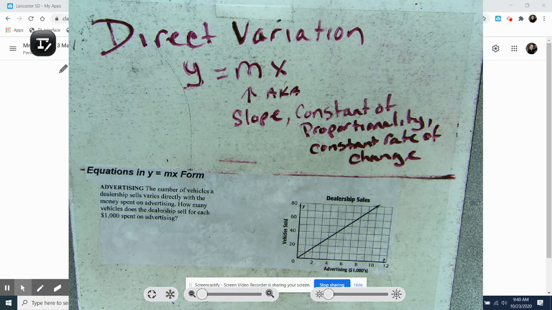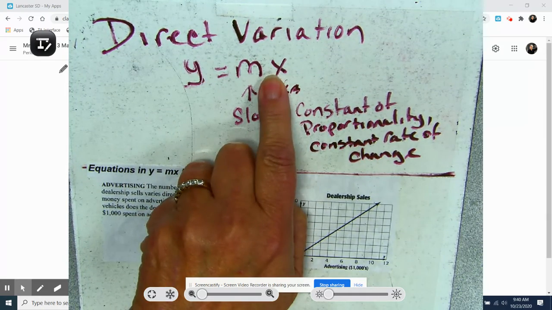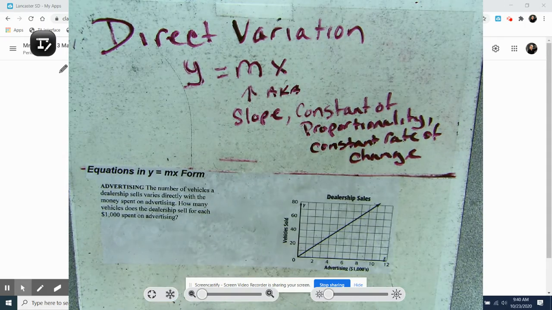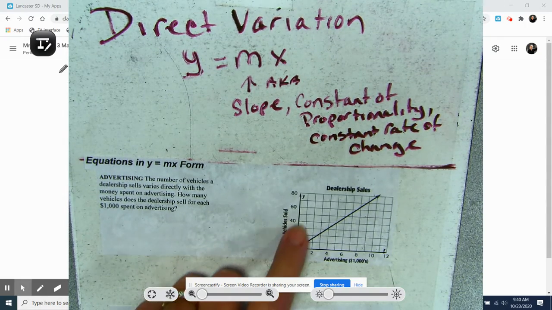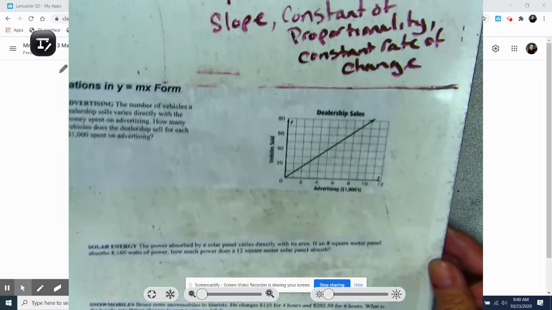Because we have direct variation, we know it's going to go through the origin. We talked about this previously. Y equals mx goes through the origin. Y equals mx plus b, now that is where your line would start up or down on the y-axis. Y equals mx goes through the origin and it therefore is proportional. Okay, so it has a constant rate of change, the slope, and it is also going to have a constant of proportionality because it goes through the origin.